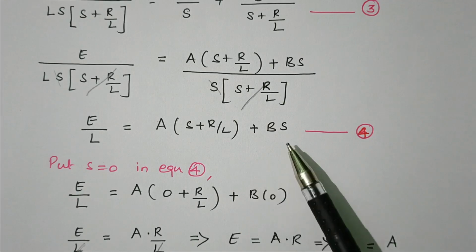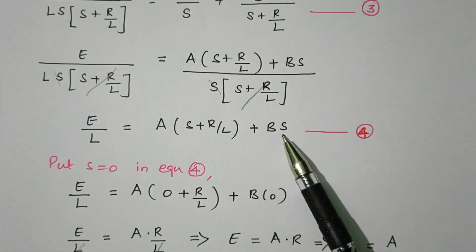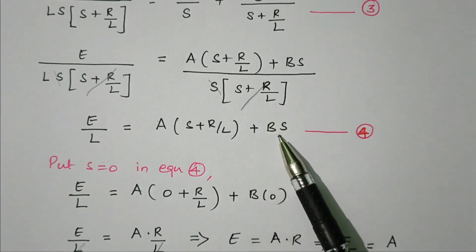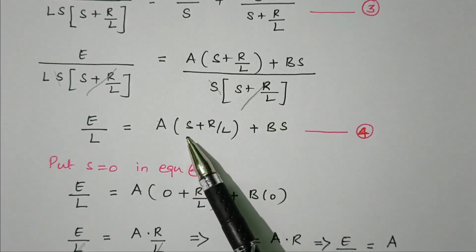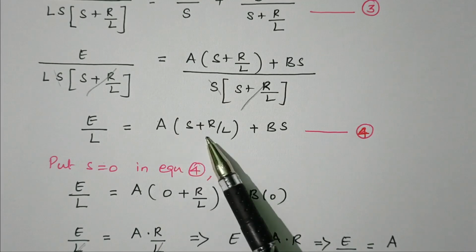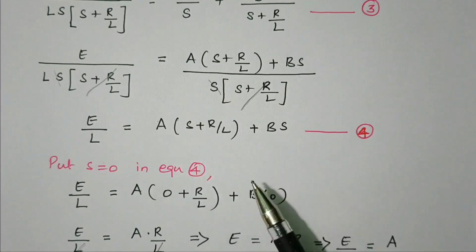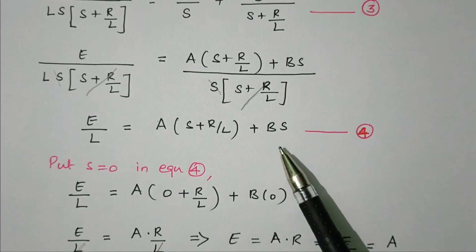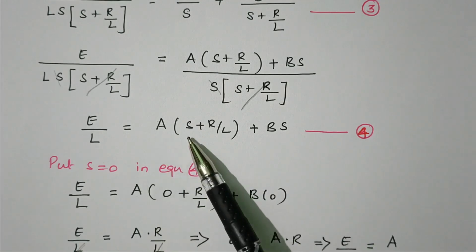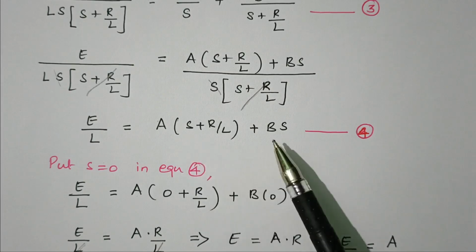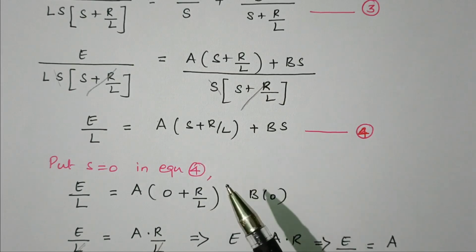Then how to find that? By putting s equal to 0, this term got cancelled, so that we can find the term A. By putting s equal to minus R by L, this term becomes 0, so that we can find the term B. So that is our idea. Put s equal to 0, so that we can find the value A. Put s equal to minus R by L, so that we can find the value B.